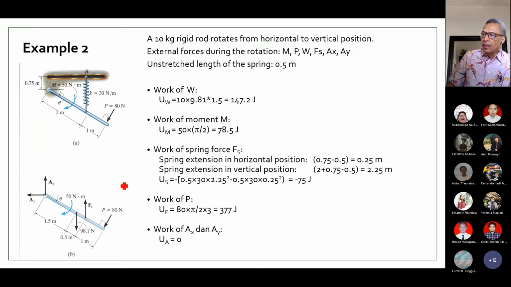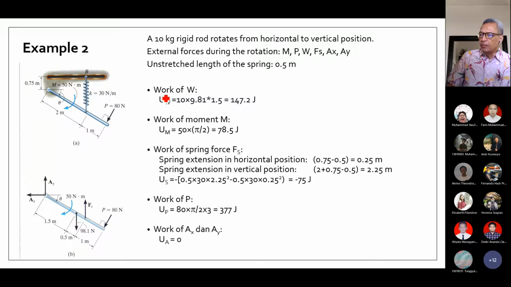So if we analyze how much work is done by each force during the rotation of this bar, from the horizontal position to the vertical position, a rotation of 90 degrees or half pi, then we can calculate the work done by each force by realizing what the displacement related to that force is.